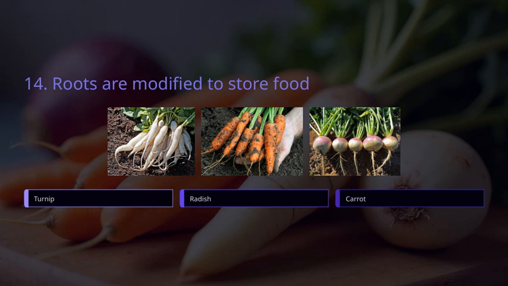For example, in turnips, radishes, and carrots, the roots have evolved to store nutrients and food. This adaptation allows the plant to survive harsh conditions and provides energy for growth and reproduction. The turnip has a swollen root that stores food underground, while the radish's taproot stores nutrients, making it edible and nutritious. Similarly, the carrot's root is thickened to accumulate sugars and nutrients.